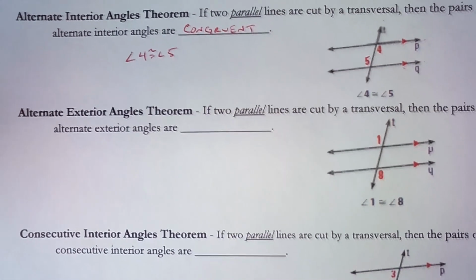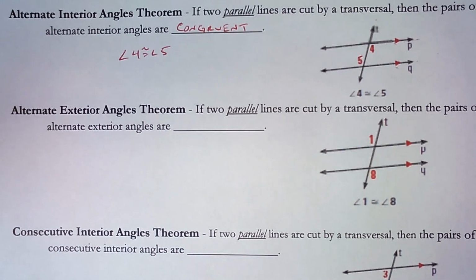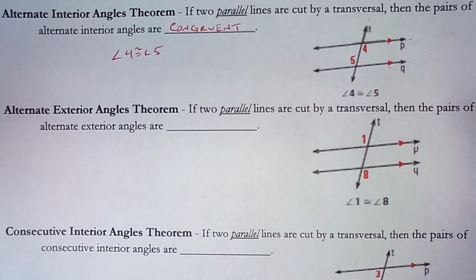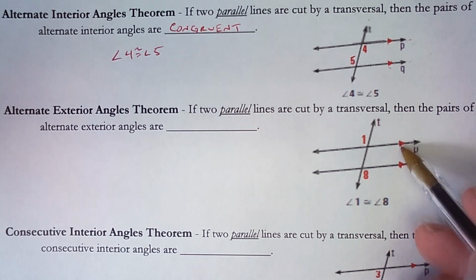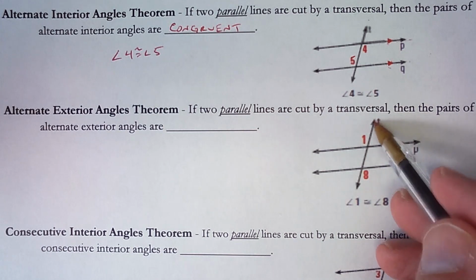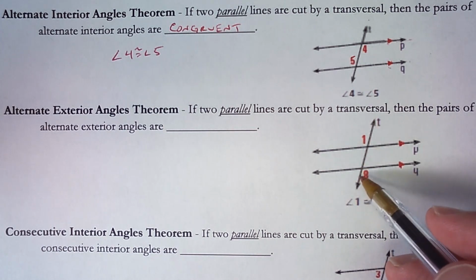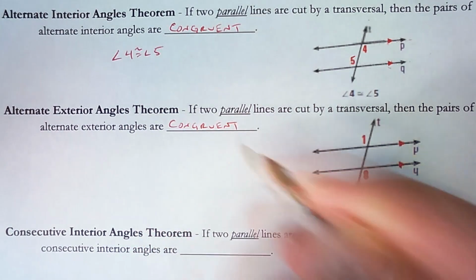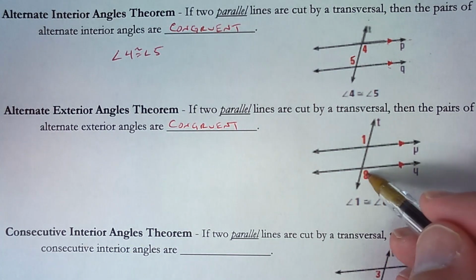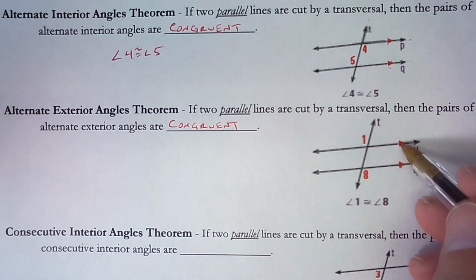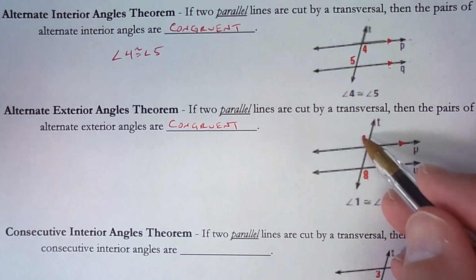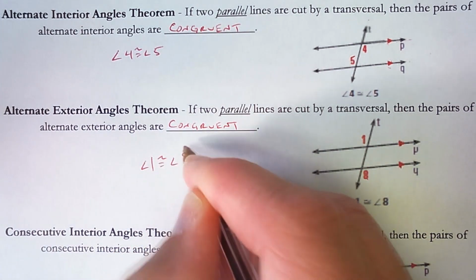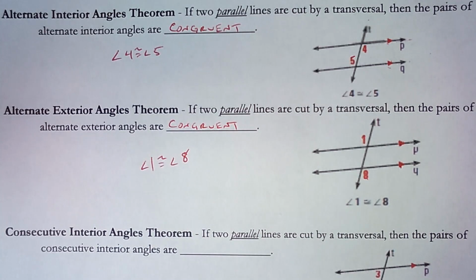The same is true for alternate exterior angles on parallel lines. So if two parallel lines are cut by a transversal, and here's lines P and Q, the arrows say they're parallel. Here's our transversal, then the pairs of alternate exterior angles are congruent. So angles 1 and 8, they are both exterior because they're outside of P and Q, and they're alternate because they're on opposite sides of the transversal. So angle 1 is congruent to angle 8 because of the alternate exterior angles theorem.